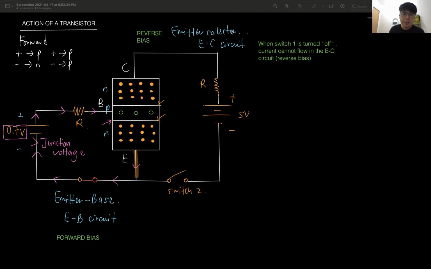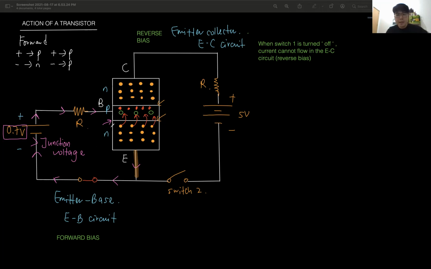Okay, now you see this one, they'll cross here, they will jump. Let's say we have 5 electrons jump in. What happened to the electron? Now the electron is in the p-type, in the middle. Initially it is at the n-type, right? Now they diffuse into the p-type, the base.